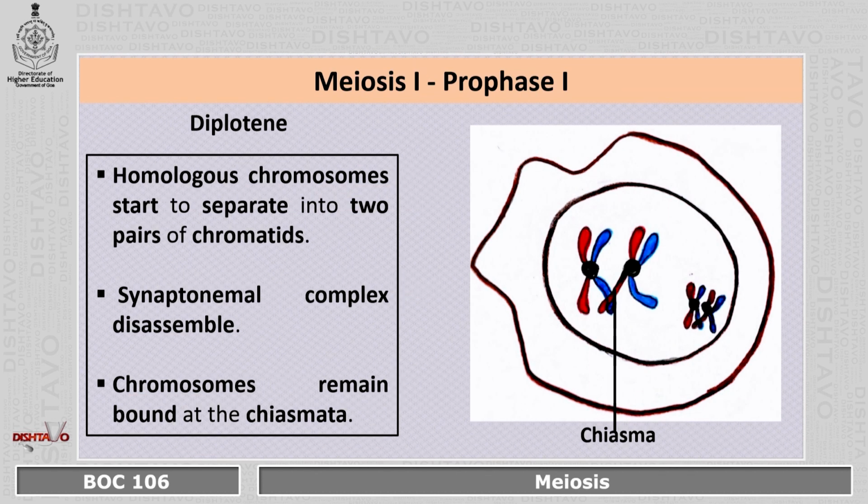The next stage is the diplotene stage of prophase 1. Homologous chromosomes start to separate into two pairs of chromatids. The synaptonemal complex disassembles. Chromosomes remain bound at the chiasmata. The figure is showing the diplotene stage where the chiasma is marked. Chiasma is the point of contact of the two chromosomes. Here, the synaptonemal complex disassembles.